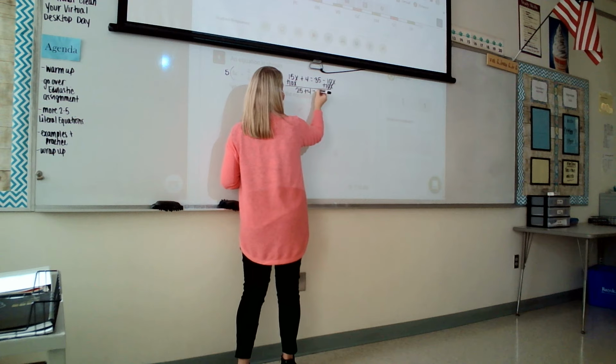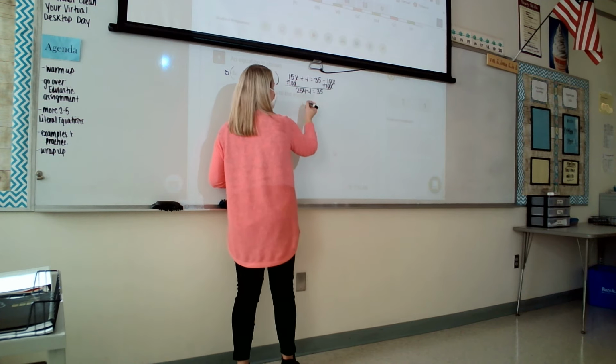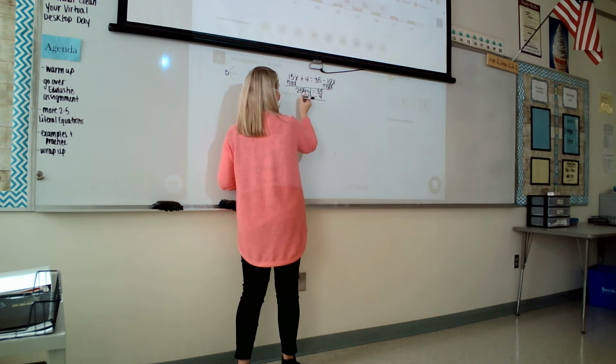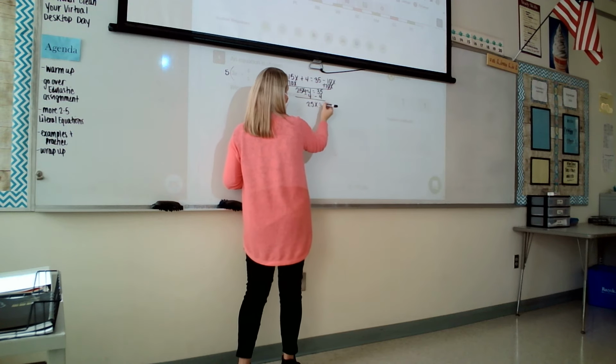25x plus 4 equals 35. 25x plus 4. And then get your constants to one side and divide.